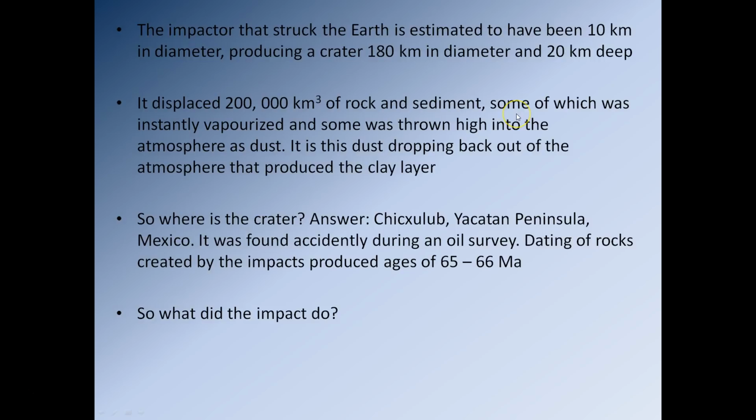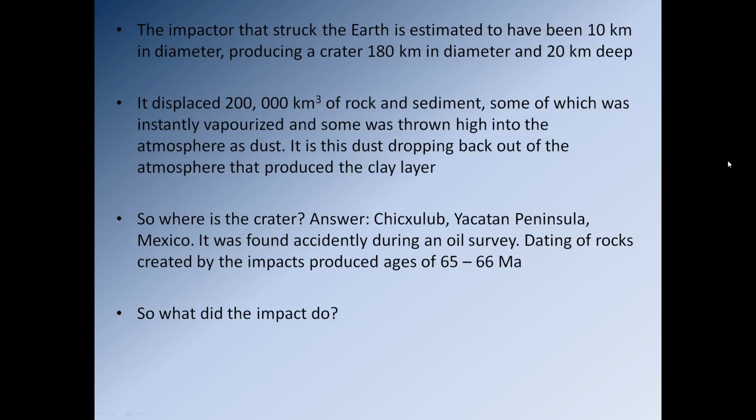Then we need to work out, where did this happen? Once we do the calculations, the impact that struck the Earth was estimated to have been about 10 kilometers in diameter, and it would have produced a crater around 180 kilometers in diameter and about 20 kilometers deep. So you don't need something very big to produce a very big hole in the ground. The impact itself would have displaced somewhere in the region of 200,000 cubic kilometers of rock and sediment.